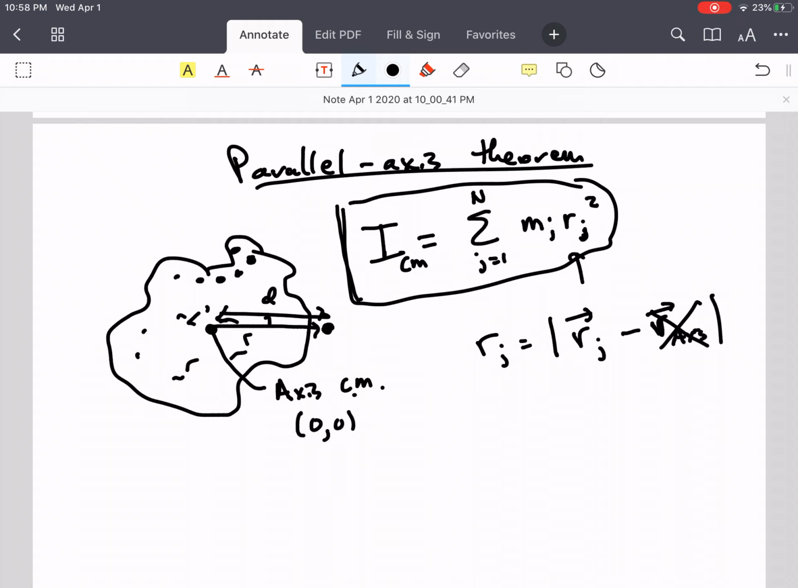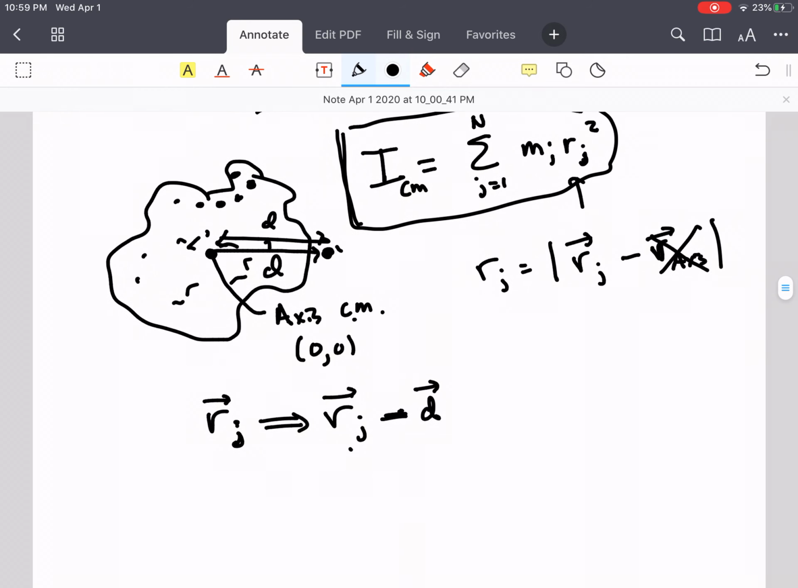In fact, I'm going to make it a vector, d, that goes from one to the other. So how does that change? Everywhere I had originally Rj, I now have Rj minus this new displacement, d. So if Rj had been sitting right at this new axis, now it becomes 0. Otherwise, it shifts by this amount d, which is a vector. So let's go ahead and plug that into the formula.